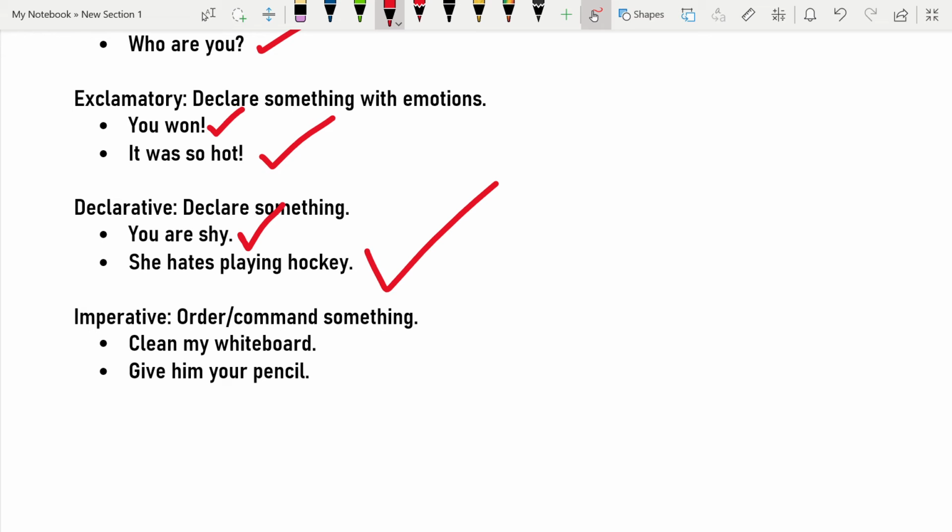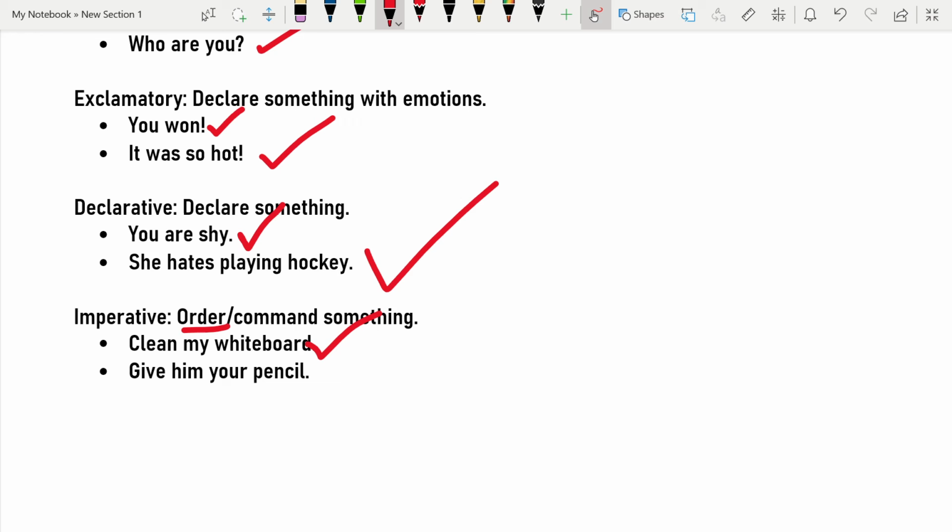Now, as you can see, all of them are really related to what they actually mean. But now the fourth one, you might know what imperative means, but it's kind of new to me. So imperative is when you order or command something. All of these were kind of respectful. You are not like, go away and do that. Now in this one, this is not that respectful. This can sometimes be respectful, like please clean my whiteboard. But you can also say, clean my whiteboard. You're ordering them to do something. You're telling them to do something. You're commanding them to do something.